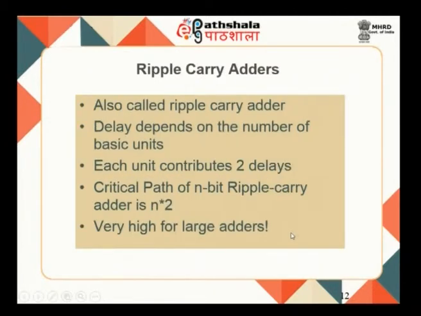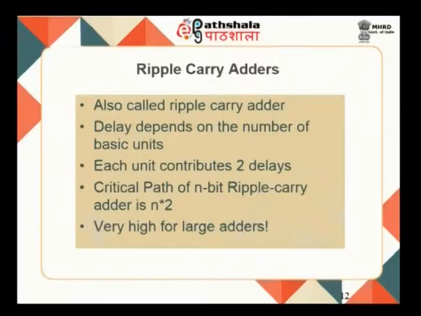Now, the 32-bit adder that I showed you earlier is normally called a ripple carry adder. That is because every full adder circuit gets the inputs, produces a sum bit, produces a carry bit, which is then used by the next circuit. So, as the carry ripples from one stage to another, it is called a ripple carry adder.